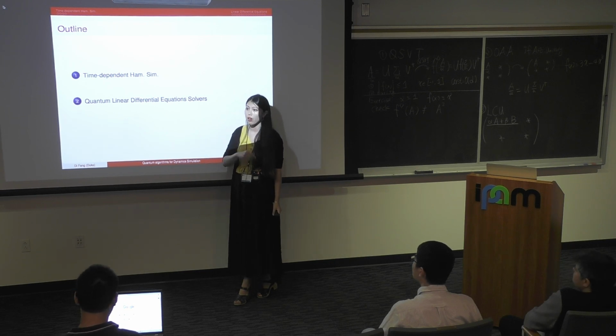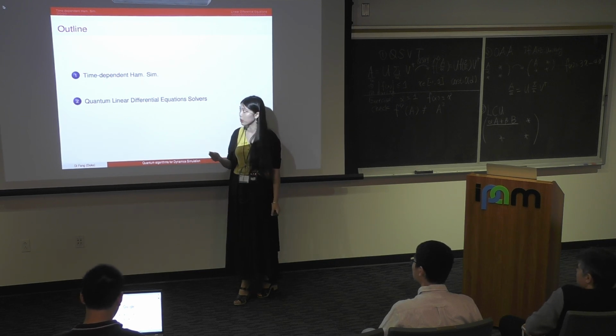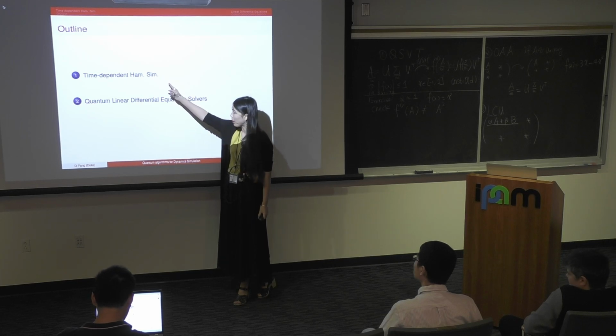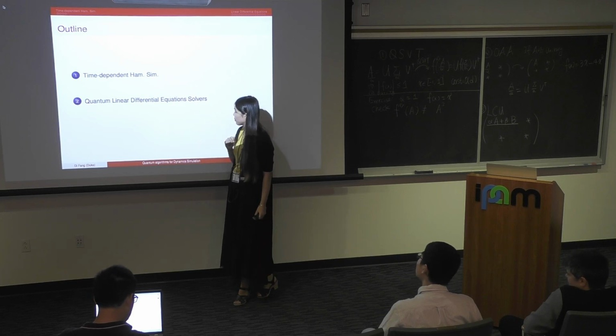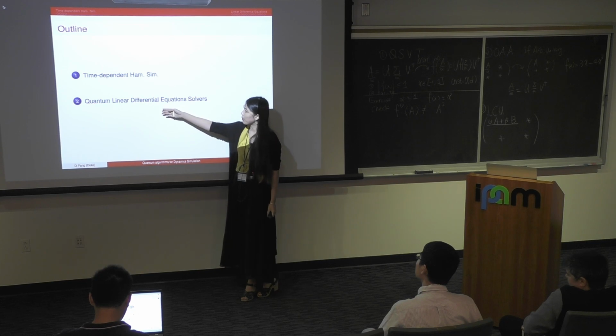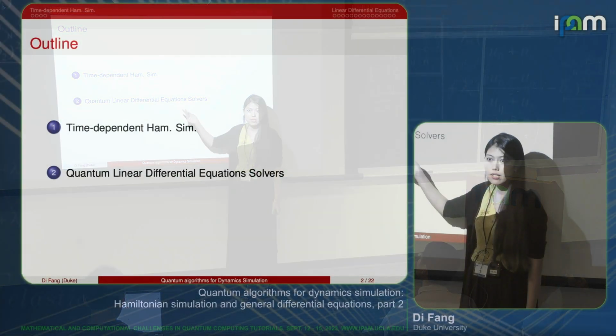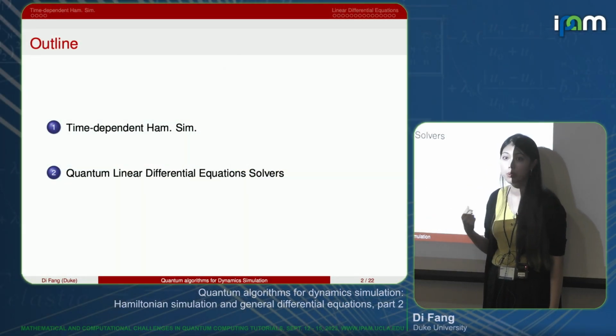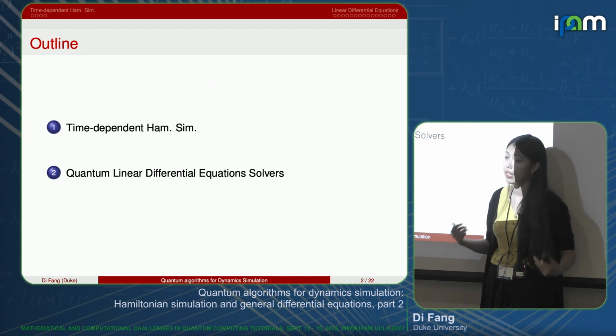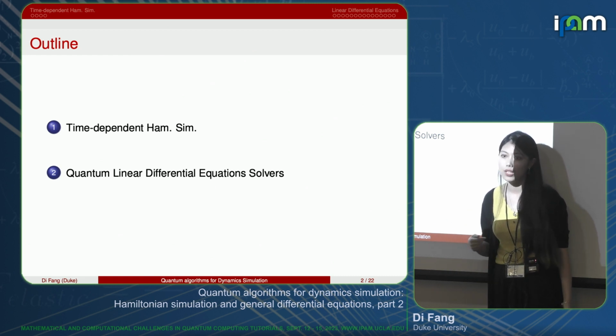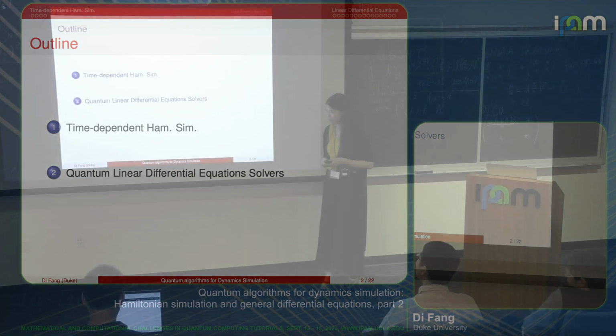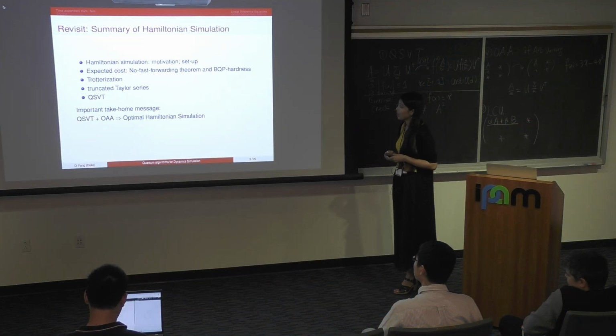So last time we talked about everything for time independent Hamiltonians. What if the Hamiltonian is time dependent? What are the corresponding algorithms to do that? And then I will discuss the general linear differential equation, where the underlying dynamics may not be unitary, and what the challenges are. I will mainly focus on the challenges and then point out possible solutions. So this is the outline.